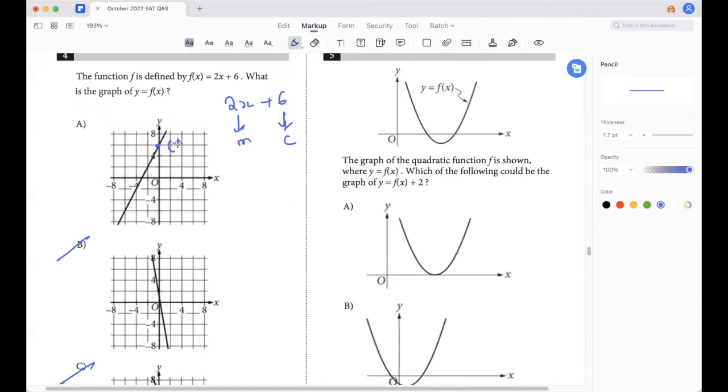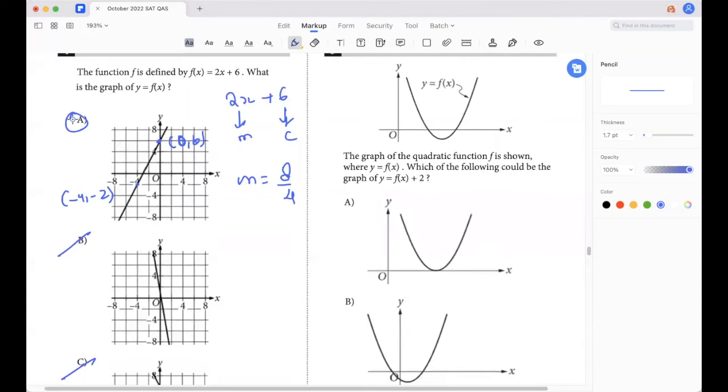So we have 0, 6, and let's look at this one. Minus 4, minus 2. So the slope will be 8 by 4, which is indeed 2. So A.